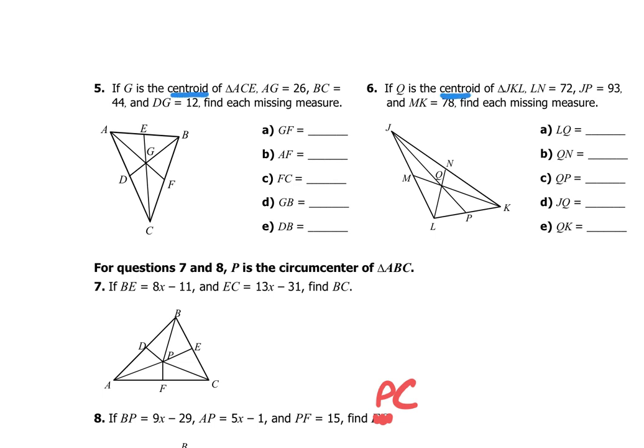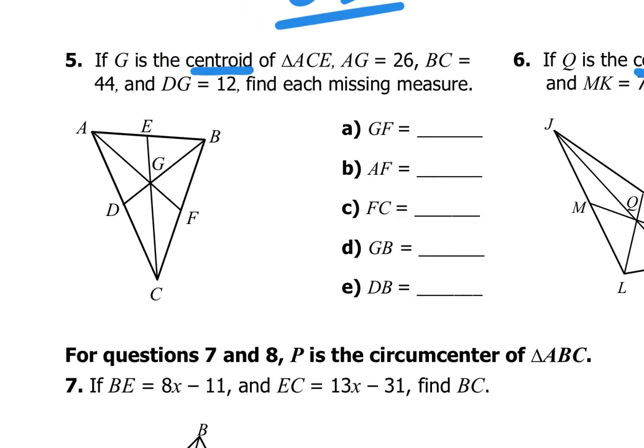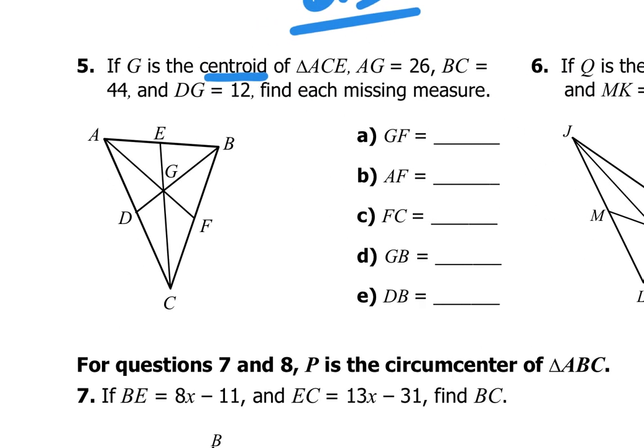So 5 and 6 on that back page are the centroid problems. These are the ones that have like the 1/3, 2/3 relationship that we did yesterday. So these are all from 6-3 notes, if you need to go back and look at any notes to help you out. Okay, so let's look at number 5 real quick here. AG is 26.